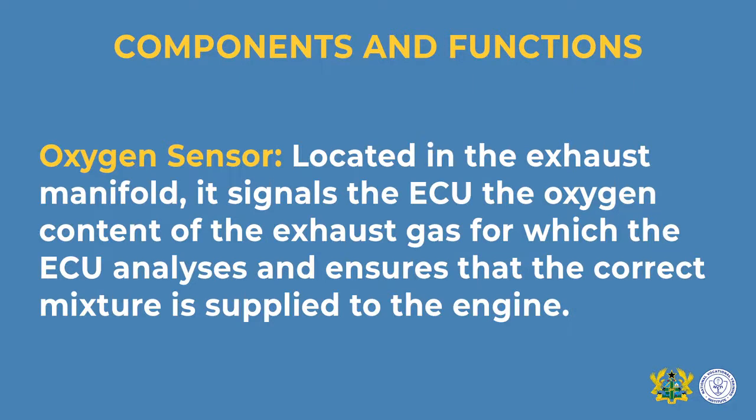There is also the oxygen sensor. This oxygen sensor is located in the exhaust stream. It can be located in the exhaust silencer. What does it do? It senses the oxygen content of the exhaust gas and therefore indicates to the ECU, the electronic control unit, the amount of oxygen that is in the system. If it is less or more, it will indicate in a signal form.